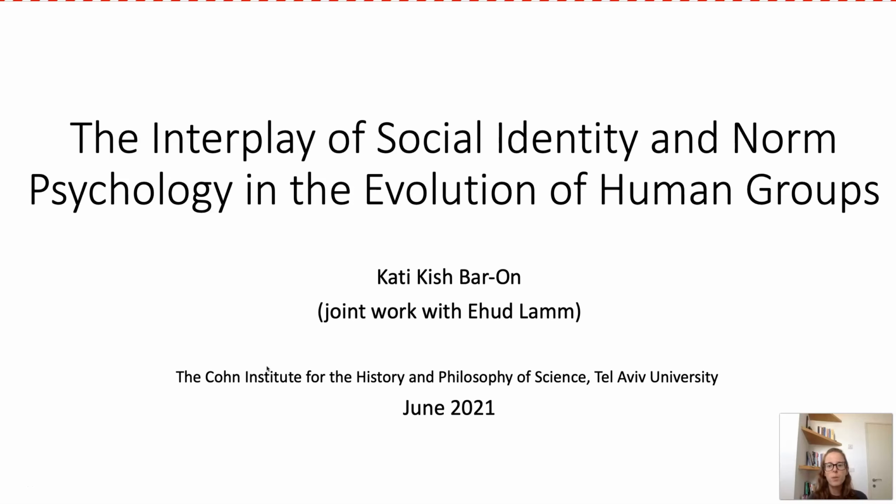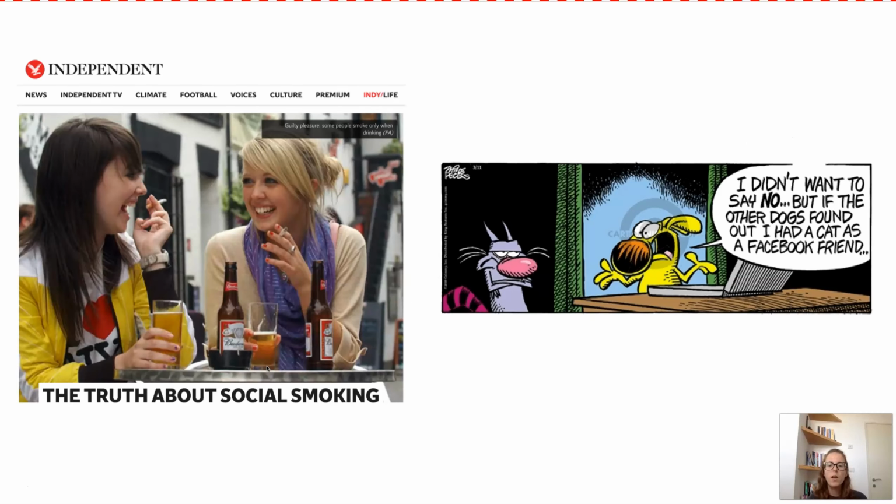Today I'd like to talk to you about how insights from social identity theory, combined with insights from norm psychology, can provide us a more comprehensive account of group behavior. People's attitude towards social norms plays a crucial role in understanding group behavior.